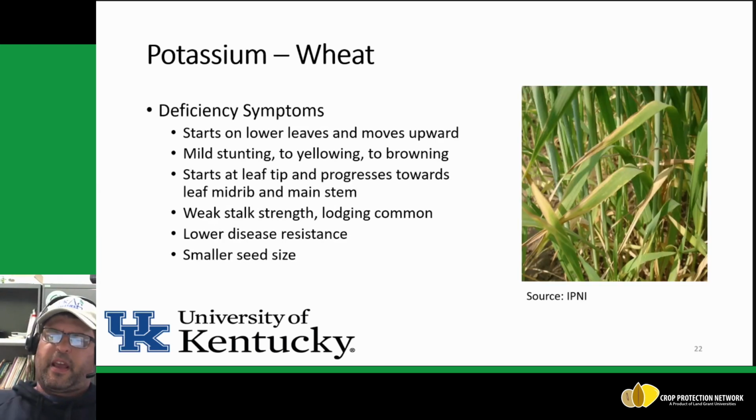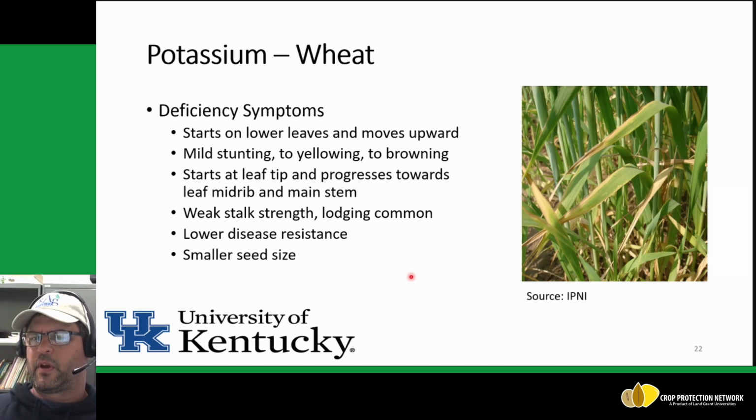compaction. Potassium deficiency in wheat, it again starts on the lower leaves and moves upward, mild stunting to yellowing to browning. So even though these are three different crops, the symptoms actually express themselves in a very similar way. So if you learn how these nutrient deficiencies express themselves, it's going to typically follow the same pattern regardless of the crop. So we'll have the mild stunting to yellowing to browning. It starts at the leaf tip, just like corn and the soybean, and then progresses towards the midrib and the main stem. It's going to work back to the stem.